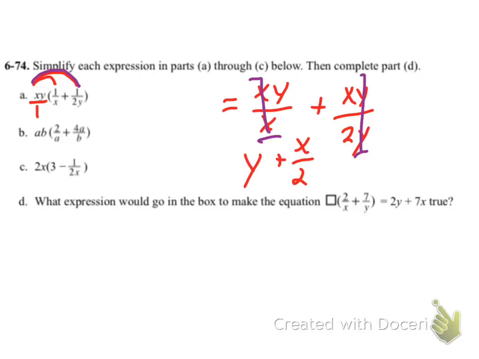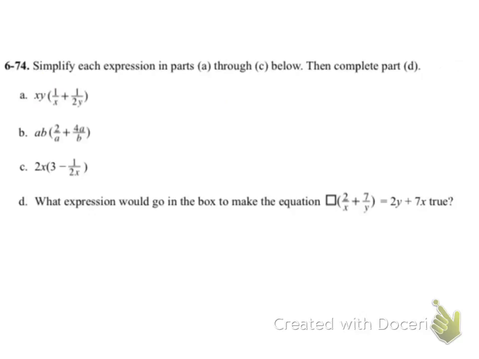So take a look at problem B. We're going to do basically the same thing, and we're going to take AB, think of it as AB over 1, and multiply to that set of parentheses. So we're going to distribute here and here. So we're going to do AB times 2 over A plus AB times 4A over B.